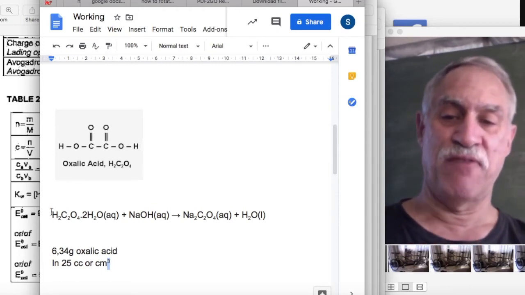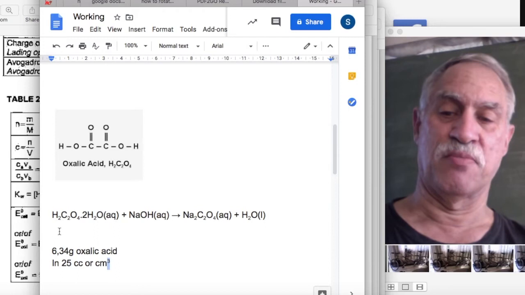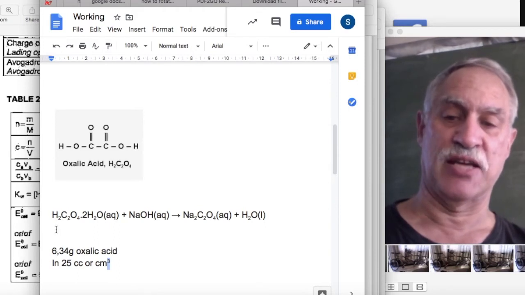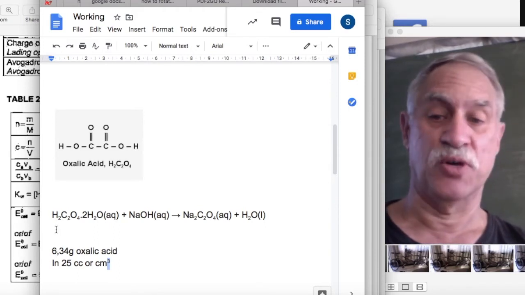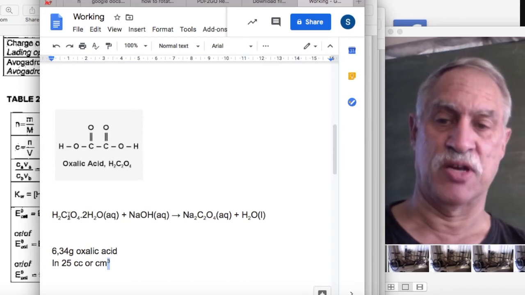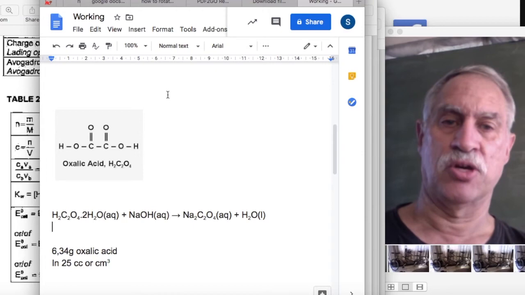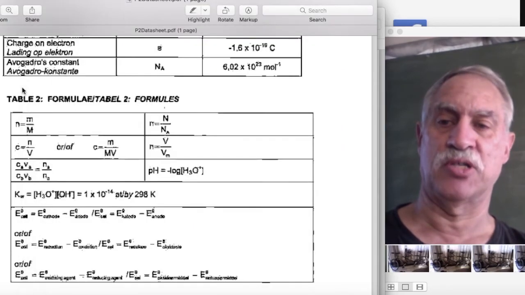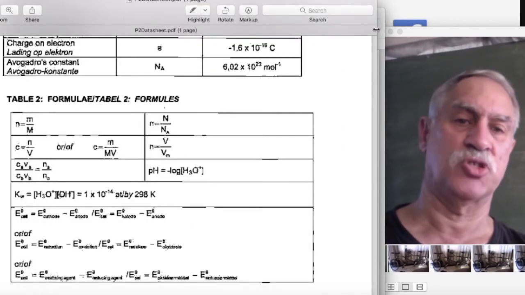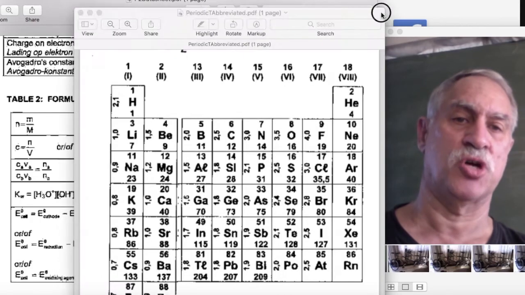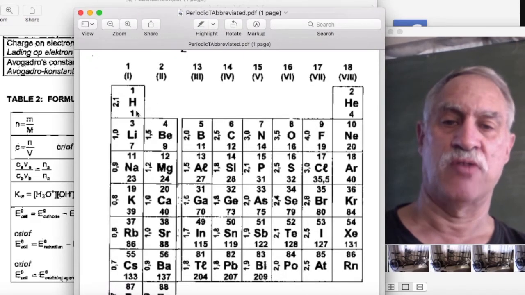So if we were to work out the molar mass of oxalic acid, how would we do it? Well, look at all those substances that are in it. Let's start to count by looking at our periodic table. It's got hydrogen, oxygen, carbon in it. So hydrogen's 1, carbon 12, and oxygen 16. Those are the numbers that we are going to have to use.